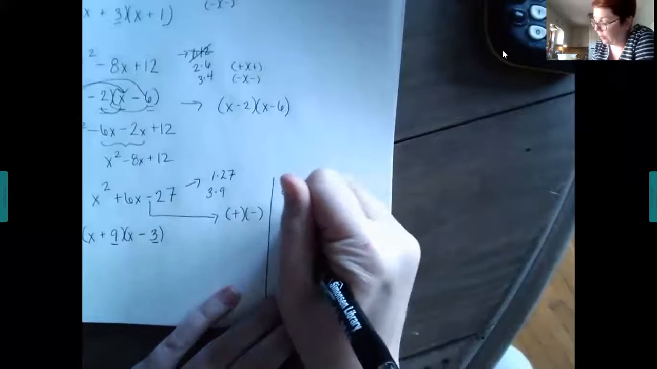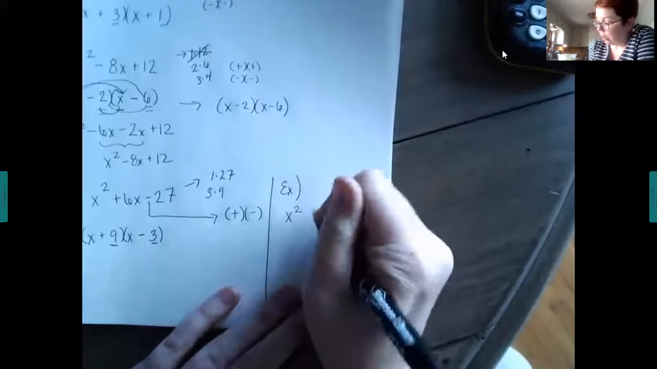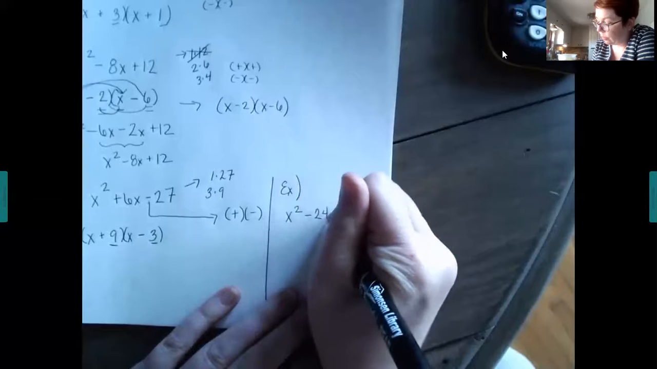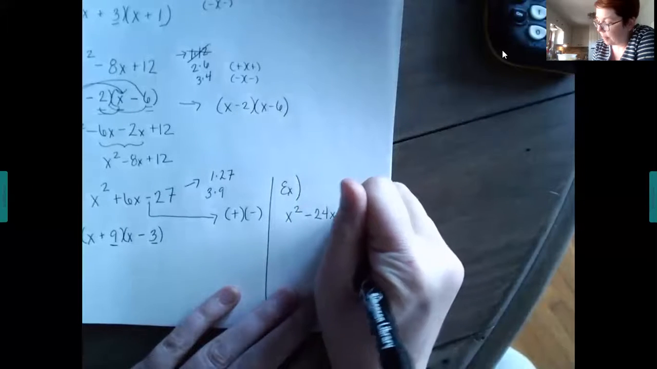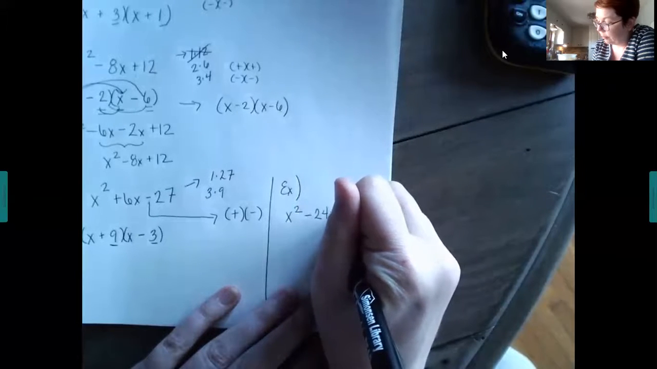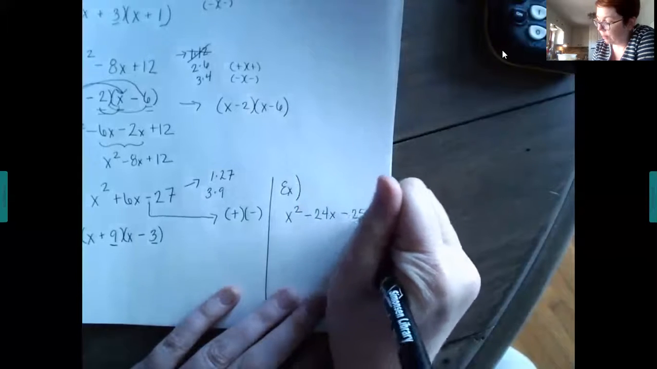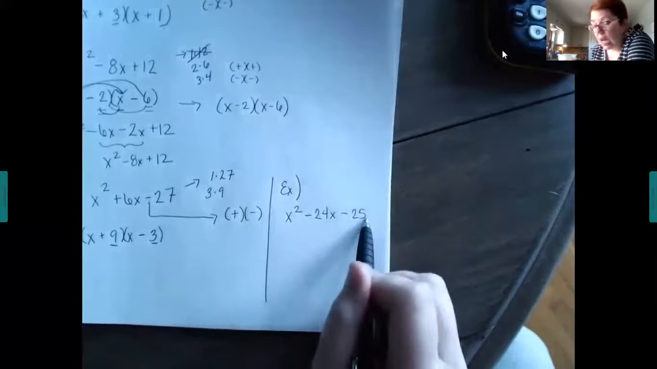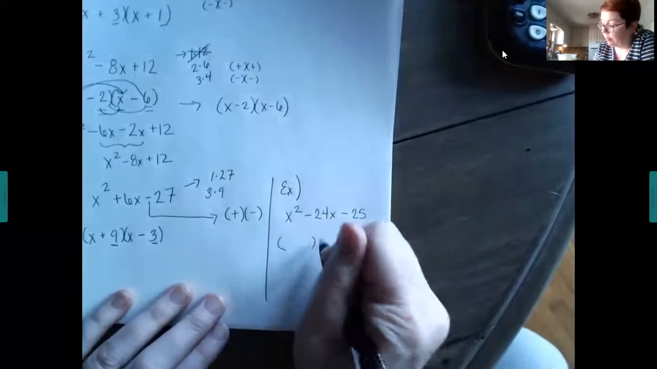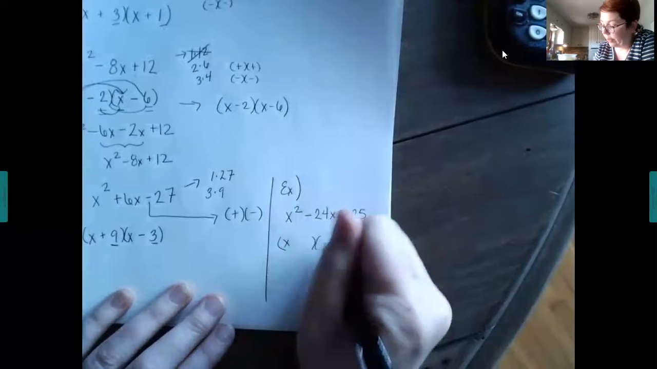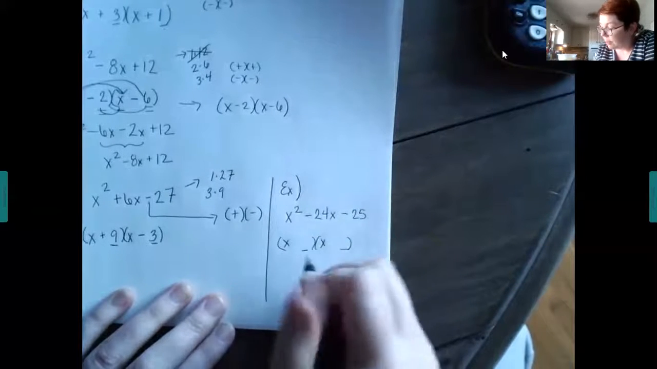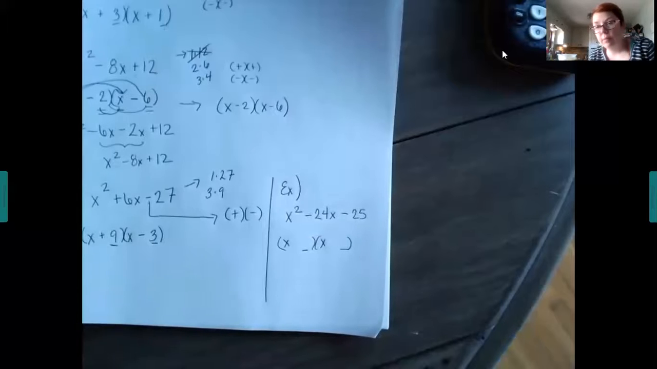So let's say we had this, x squared minus 24x minus 25. Nothing in common with all three terms. I'm going to set up in parentheses x times x to get x squared. Now here I have something times something to get 25, but when I combine it, I get 24.